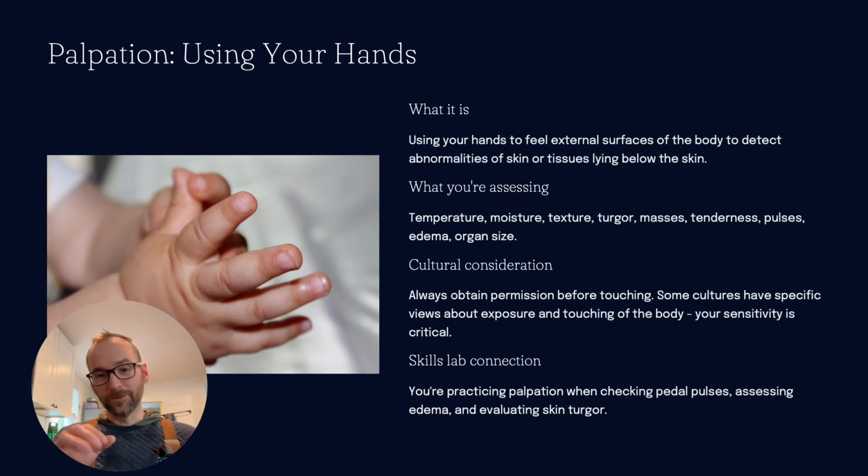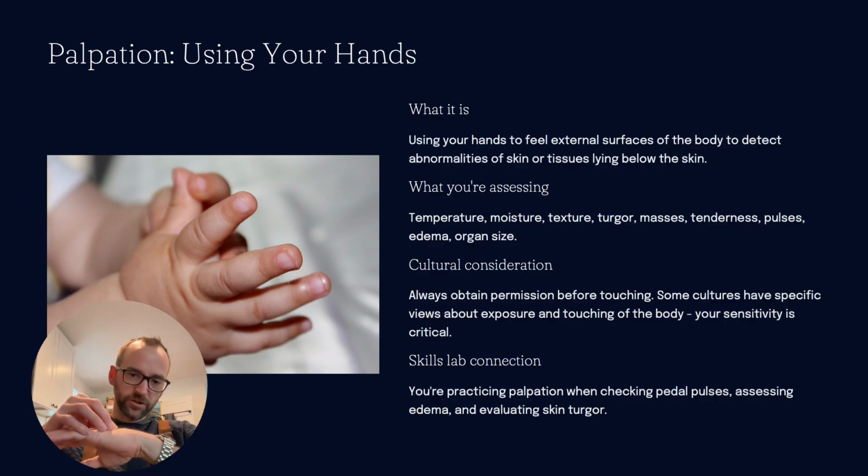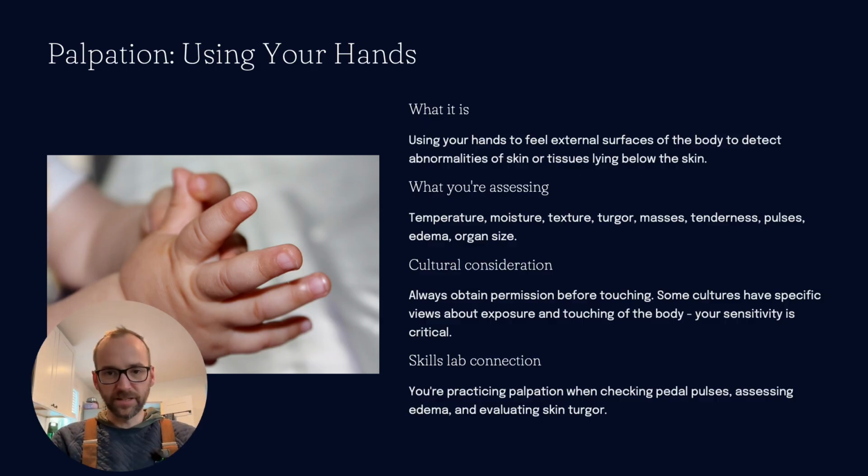Palpation. Use your little baby hands. So this is using your hands to feel the external surface of the body. You can check the temperature, how warm somebody is, or how cold they are, how moist or dry they may be. Turgor, remember we checked turgor by pinching to see if they have a little tinting. That can tell us about dehydration.